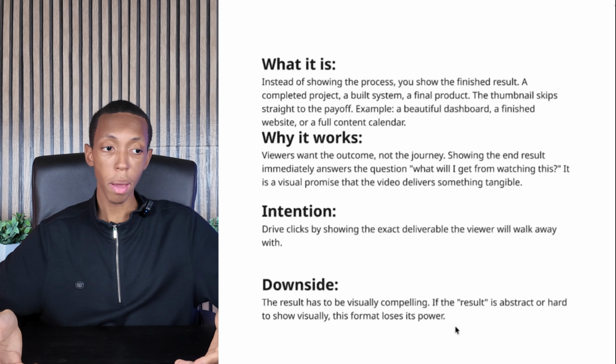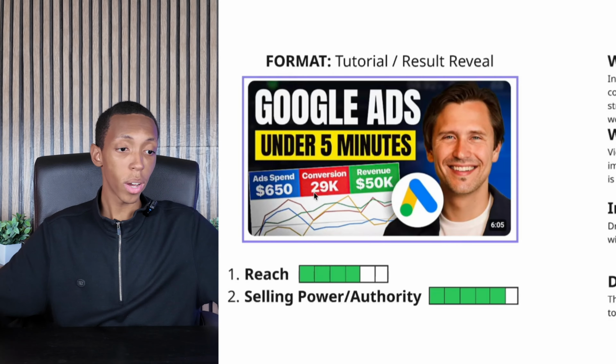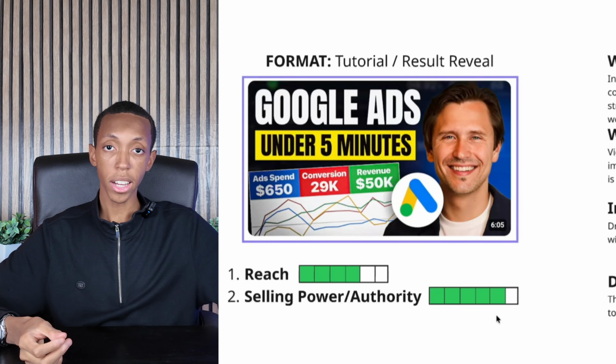For example, in this video here, he showed the end result pretty well. Maybe someone wants to learn Google Ads in under 5 minutes, and they want $650 spent on ads with 29,000 conversions. That's a lot. So high conversions, little ad spend, and a ton of revenue. That's a big ROI. People want this. This is the end result. They're going to click this video for that result. The reach is extremely high, and the selling power and authority is extremely high as well. This is one of those it'll last forever kind of thumbnails.